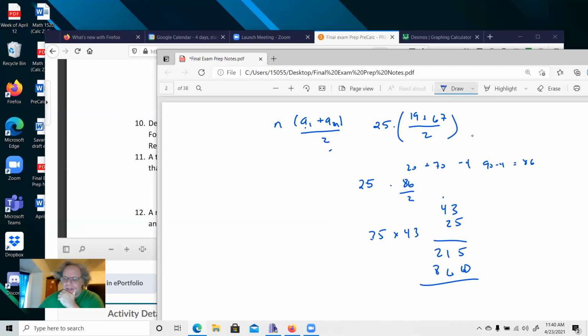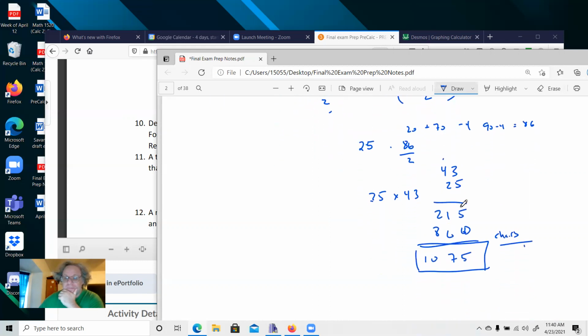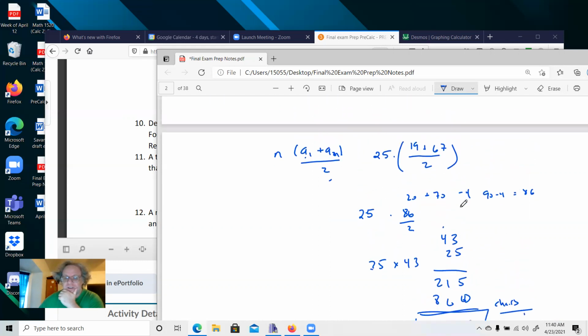So it looks like we have 1,075 chairs. Right. So there we go. That's how many chairs you're going to set up.